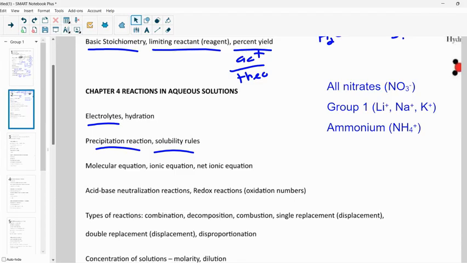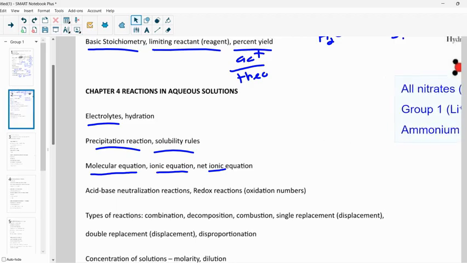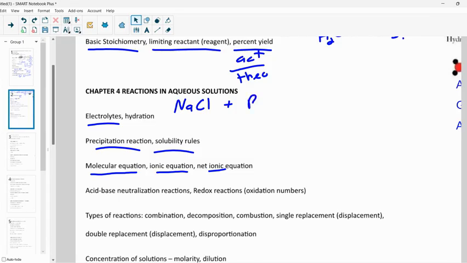All right. So a precipitation reaction, we'll talk about that when we get to our types of reactions. What is the difference between the molecular equation, ionic, and net ionic equations? Molecular is the standard one, the normal one that we're used to. We might have something like this. We might have aqueous.